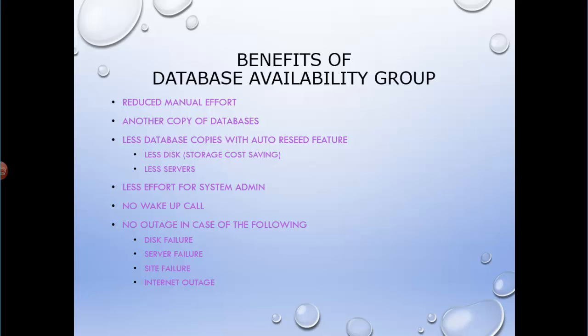No outage in case of disk failure, server failure, site failure, or internet outage. So when we talk about internet outage, it means when we implement 3 data centers spread across the DAG. If the DAG is spread across 3 data centers, then we can obviously make use of the internet failure feature as well. If the internet fails at one data center, we can still be up.